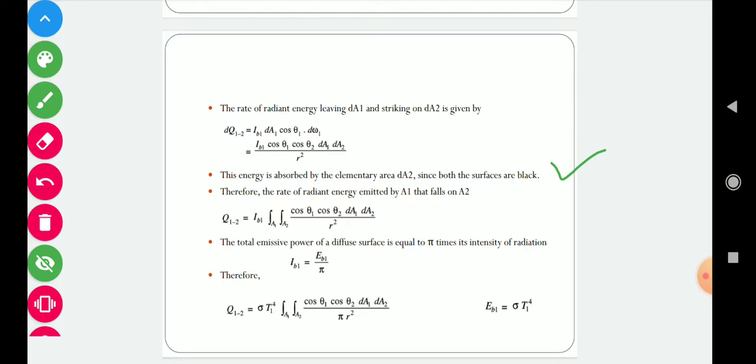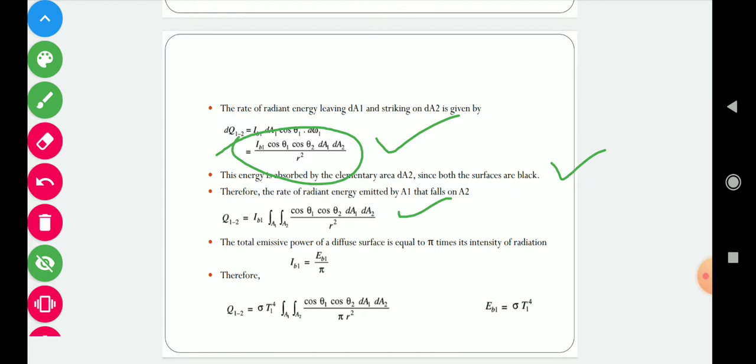So if we want to calculate the rate of radiation energy emitted by A1 that falls on A2, we have to integrate that equation for the entire area. This one is only for the control area, and if we integrate this for the entire area, we can calculate the total amount of radiating energy emitted by A1 that falls on A2. So we integrate the above equations to calculate the total radiant energy.